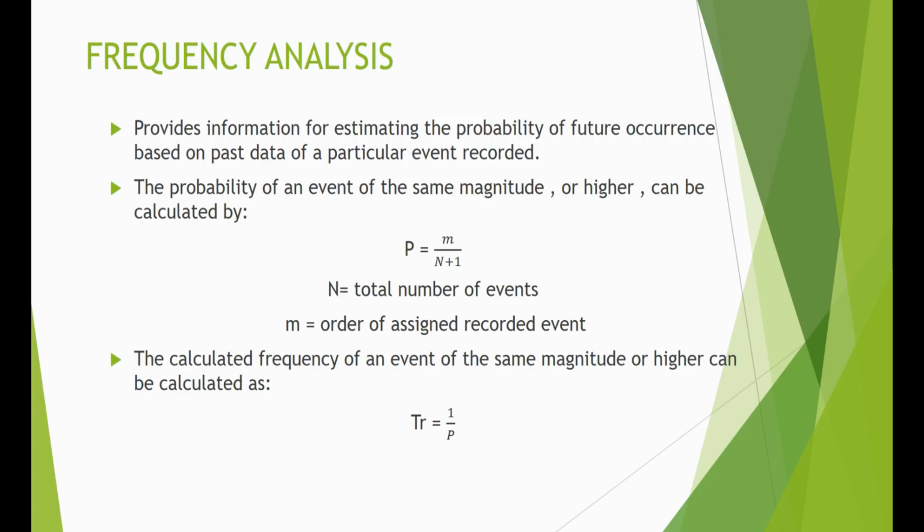Frequency analysis provides information for estimating the probability of future occurrence based on past data of a particular event recorded, and these events include magnitude of floods or intensity of precipitation and others. The probability of an event of the same magnitude or higher can be calculated using this formula, in which the probability is equal to the order of the assigned recorded event divided by the total number of events plus 1. And the calculated frequency of an event of the same magnitude or higher can be calculated using this formula.